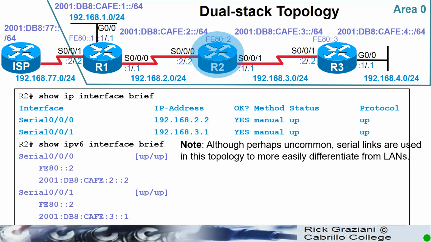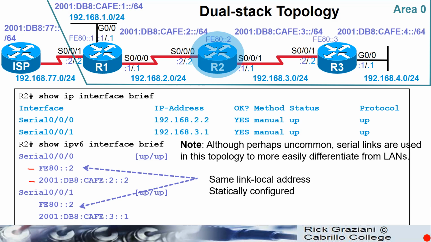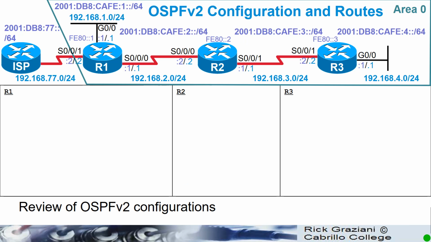If we're looking at our IPv6 int brief, you can see again a link local address and a global unicast address. Again, link local are going to be common on that link only. So let's go look at a basic configuration for v2.